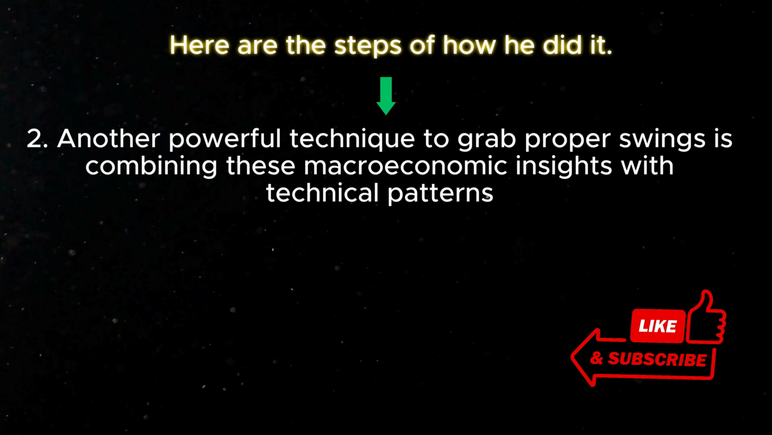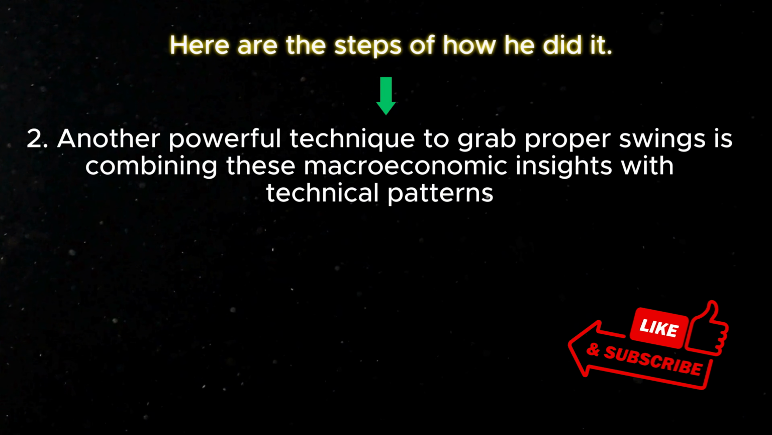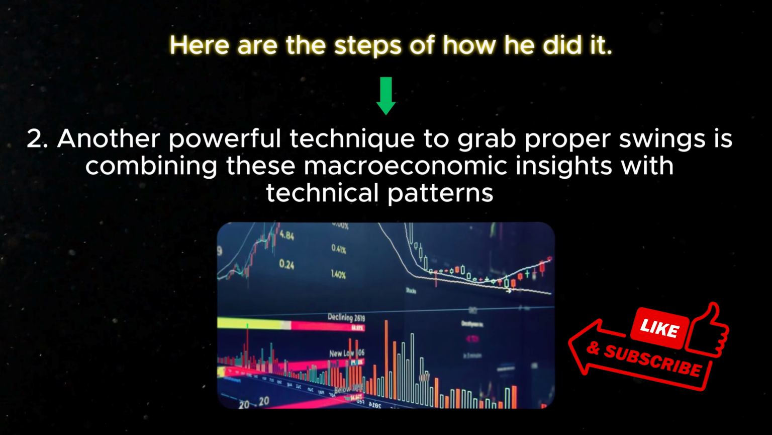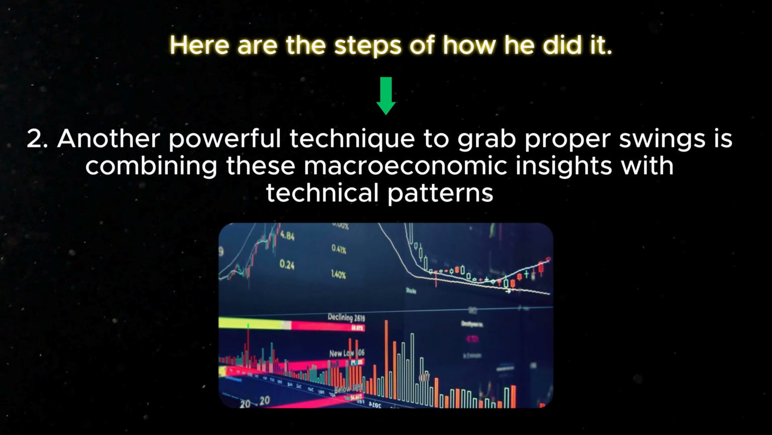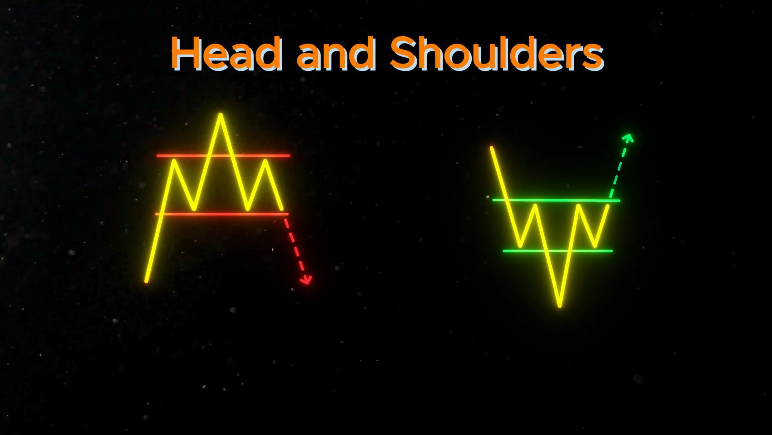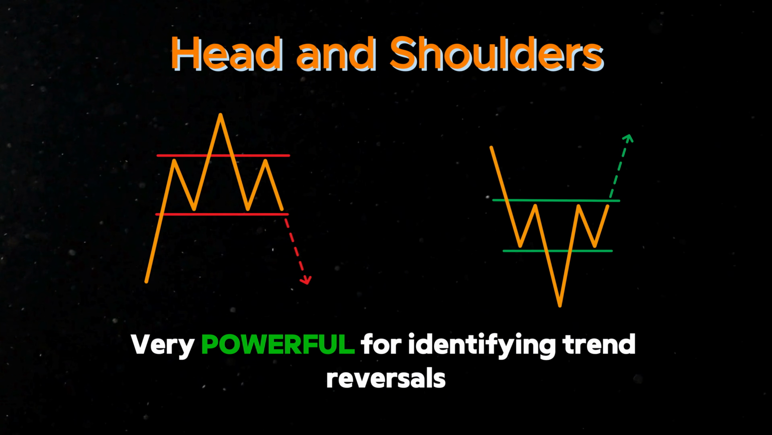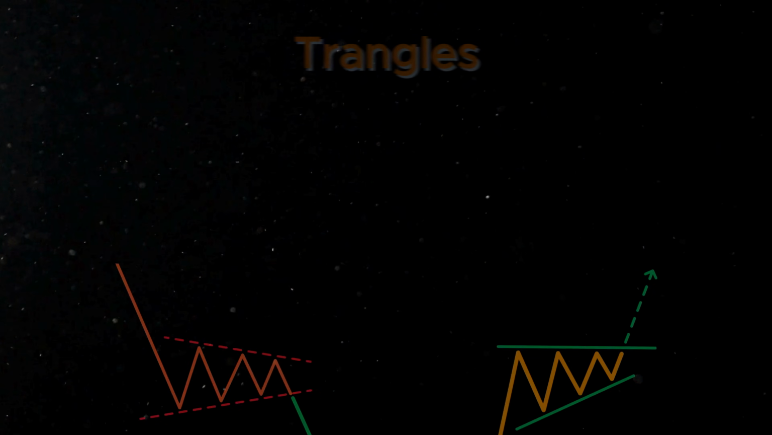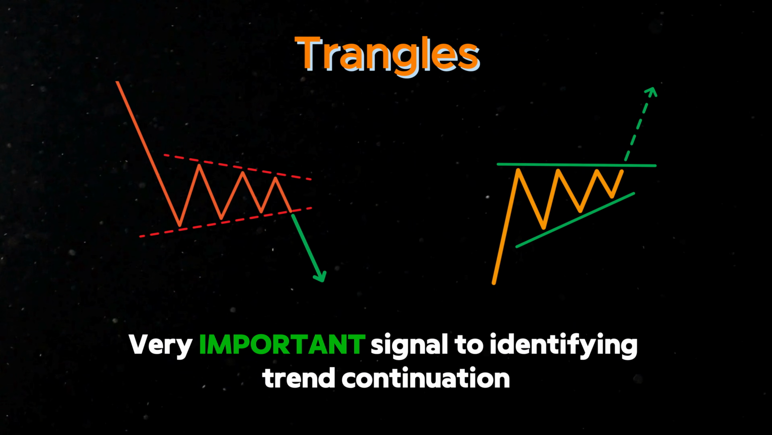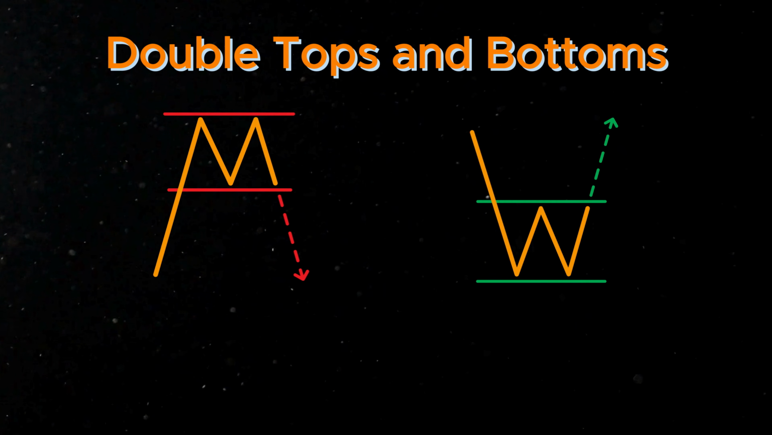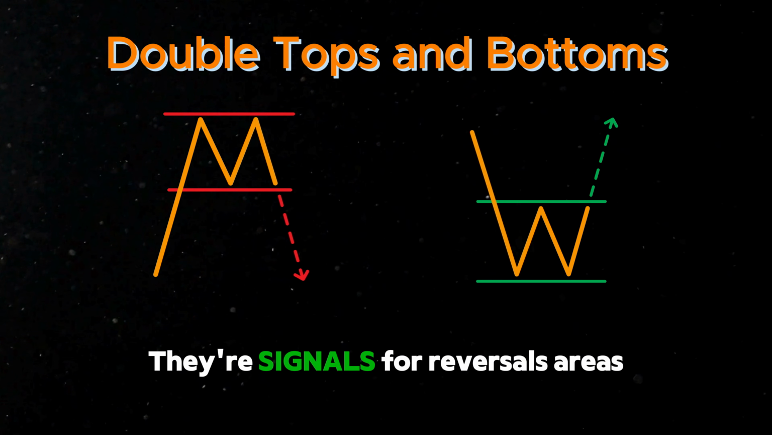Step 2. Another powerful technique to grab proper swings is to combine these microeconomic insights with technical patterns. Those technical patterns are as follows: head and shoulders, which is very powerful to identify trend reversals; triangles, which is a very important signal to identify trend continuation; and double tops and bottoms, which are also signals for reversal areas.